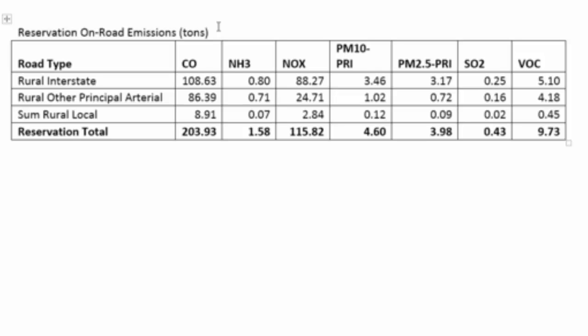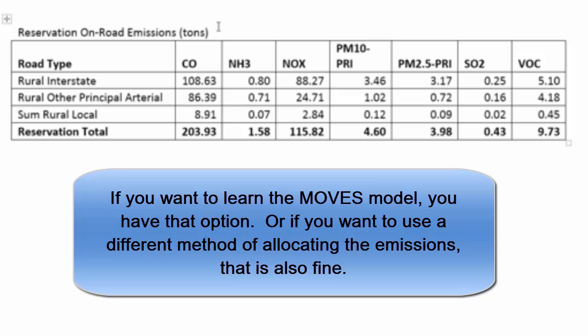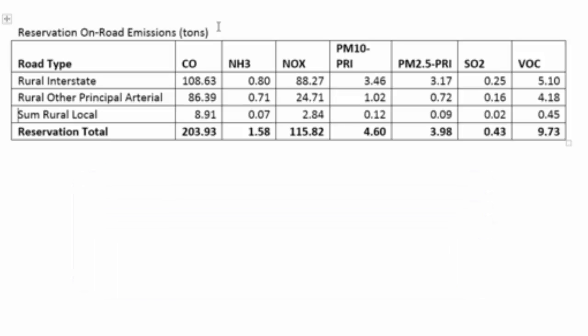Each of these spreadsheets that I've used are available for you to look at in the course download site. And I wanted also to let you know that you don't have to use this method to estimate your on-road emissions. You have other options. It's just one example of how I would do it if I was doing an emissions inventory. For example, if you wanted to learn MOVES, you could do that and you could get more accurate emissions that way because they'd be reservation specific.